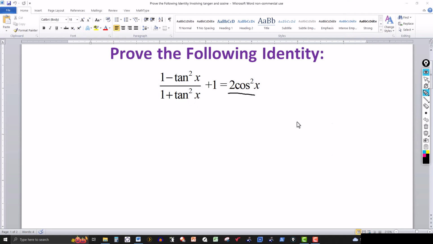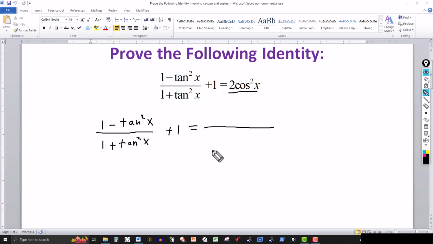It can be done, but in general we start with the left side, or the more complicated side, and that's the left side here. So I got 1 minus tangent squared of x over 1 plus tangent squared of x. Then we got a plus 1 here. And this is our objective right here. That's what we want to get after simplifying this. So let's go ahead and write this as one expression. So let's just combine this.